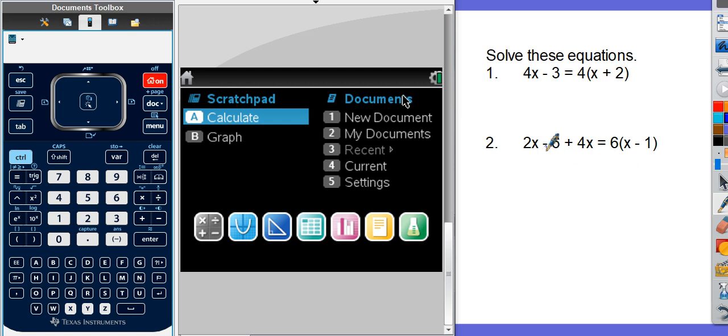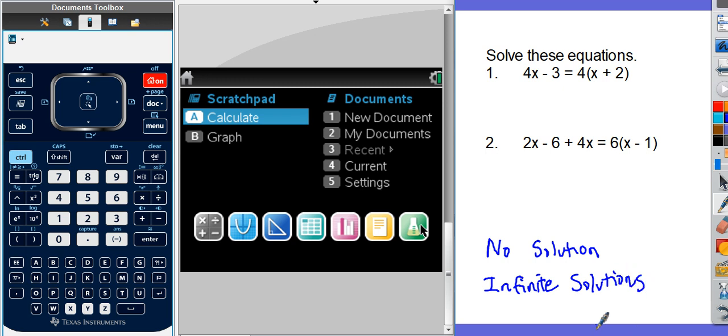Okay, so we've been talking about solving equations in the Nspire. And sometimes when you solve equations, you don't get a graph, and it means that it's a special equation. Our two special equations are either going to be no solution or it will be infinite solution. And so we're going to talk today about how to figure out which one that is.